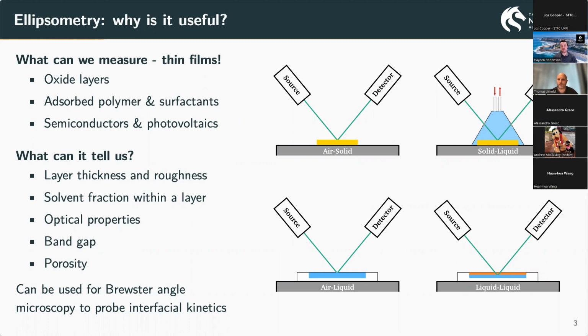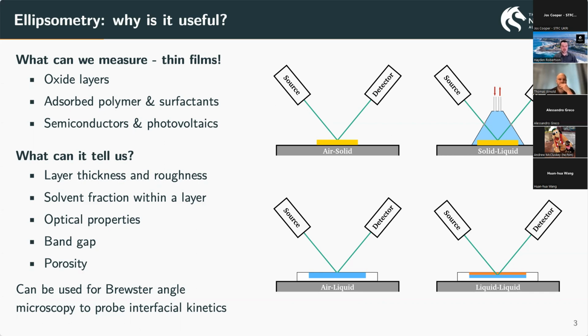So typically with ellipsometry, you'd be looking at measuring things like thin films. So for example, you might have an air solid setup for oxide layers, or you might be looking at a solid liquid setup and you've got absorbed polymers in a fluid cell, for example. Or you even might be looking at an air liquid or a liquid setup, potentially even using a Langmuir trough to have a look at absorbed surfactants at interface as well. And from these particular measurements, we can get a really good idea of layer thickness and roughness, and if it's applicable, a volume fraction of solvent within that particular layer as well.